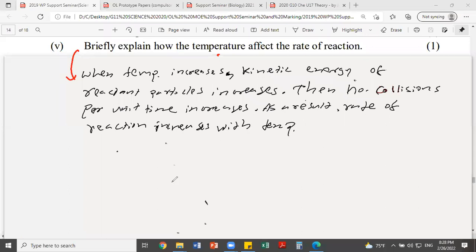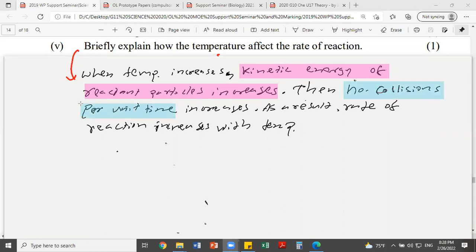Now what are the important points here? You have to underline: when the temperature increases, kinetic energy of particles increases, you have to write. Number of collisions increase, that you have to mention. So these are the 2 points here, because if they ask briefly explain or explain, they will allocate more marks. Number of collisions per unit time increase is very important. Then you have to write, as a result, rate of reaction increases with the temperature.